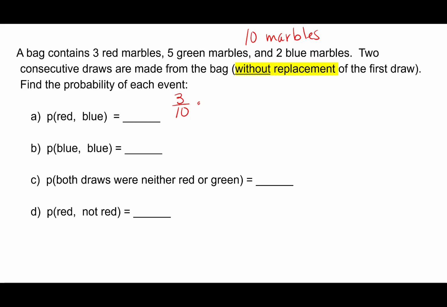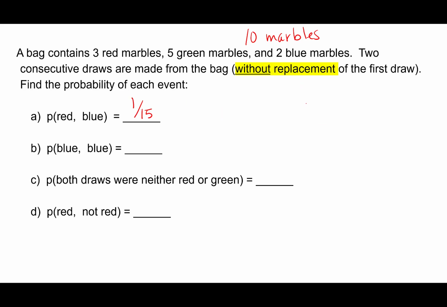Now we're going to multiply that times the probability of pulling out a blue marble. But we're not going to put that red marble back in the bag. So now instead of a total of 10 marbles, there's only 9. There's 2 blue marbles out of 9. And so now multiply those together to get the fraction 6 over 90, which does simplify to 1/15. And when you're working with probability, and you're going to leave your answer as a fraction, you do need to make it in simplest form.